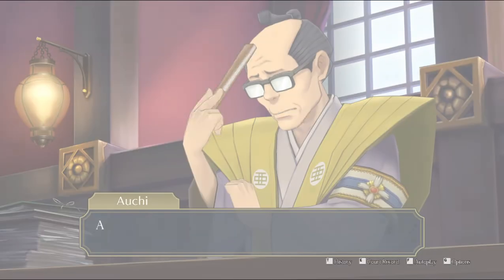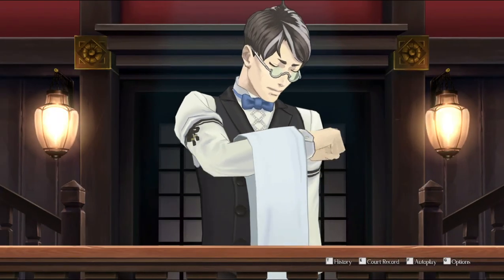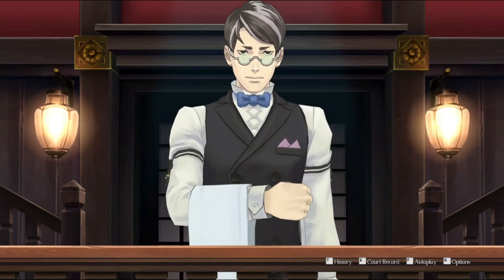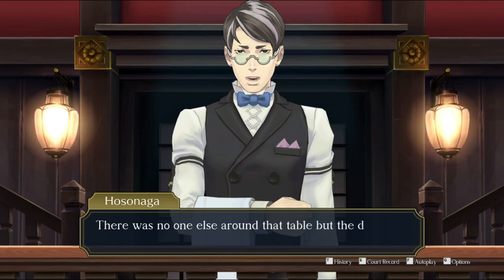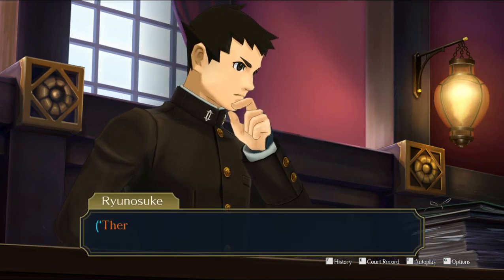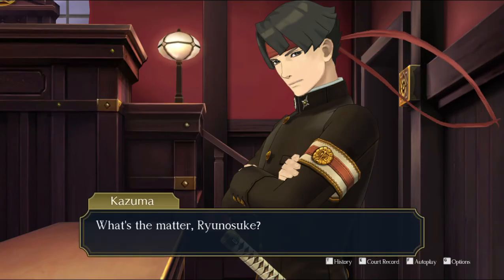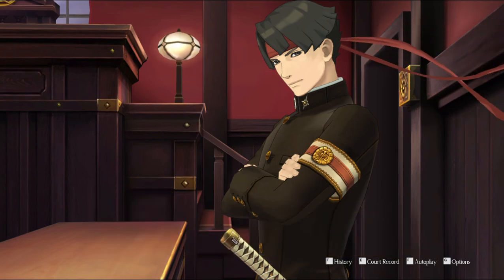I see. And apart from the accused, was there anyone else standing beside the victim? No. There was no one else around the table but the deceased Englishman and the university student. Huh? Wait, what did he just say? There was no one else around that table. What's the matter, Ryunosuke? That's just not right.